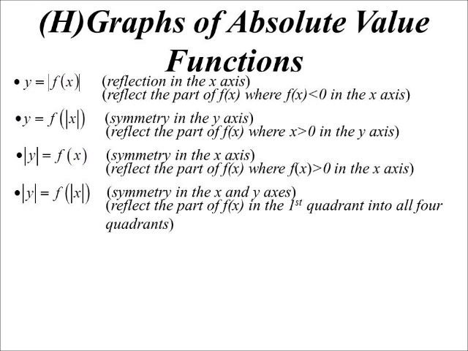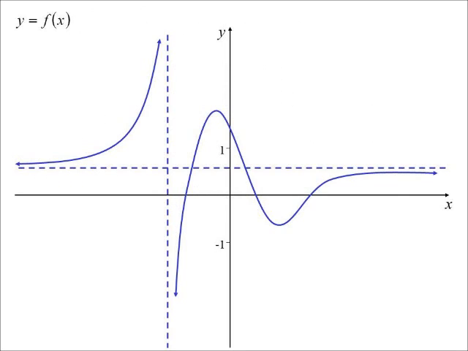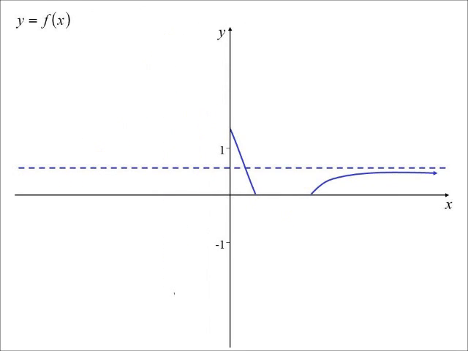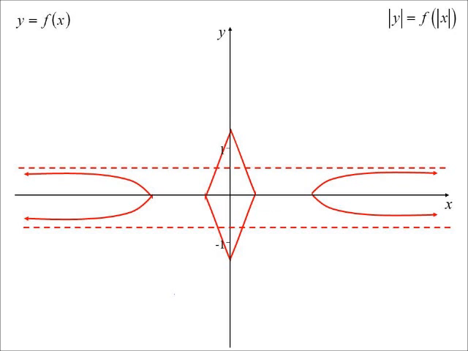Right? Well, there's the original graph. There's the piece that I want. But because I can have absolute value of y equals that, then I would reflect that way. But I can also have y equals function absolute value of x, so I also reflect that way. So it's like combining the two ideas. So something like that.